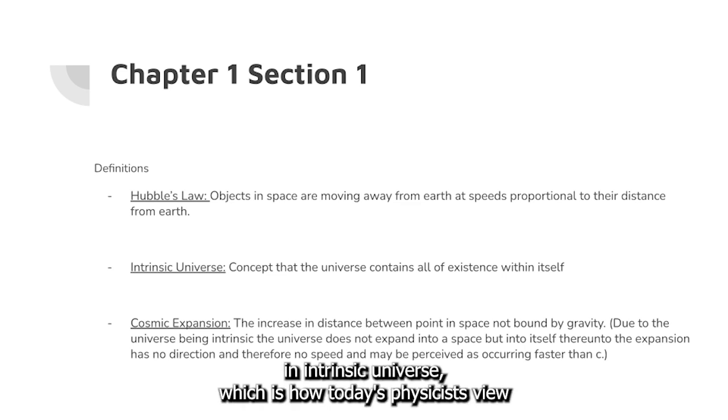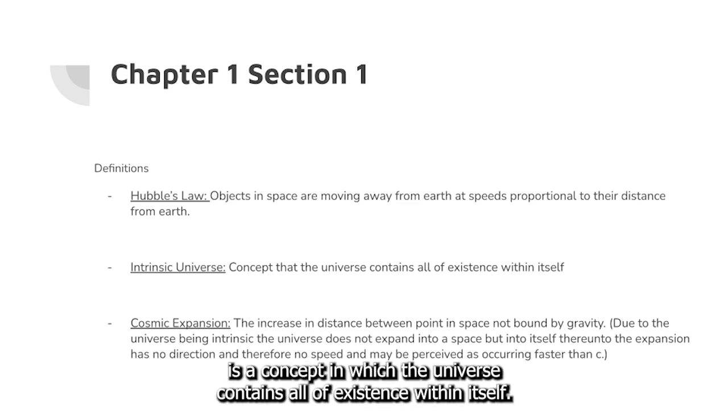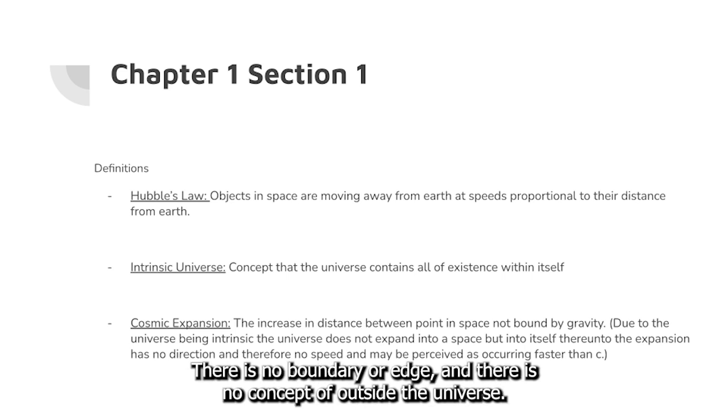An intrinsic universe, which is how today's physicists view the nature of the universe to be, is a concept in which the universe contains all of existence within itself. There is no boundary or edge, and there is no concept of outside the universe.